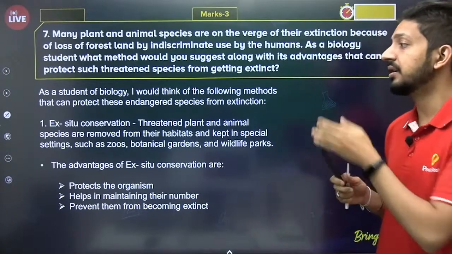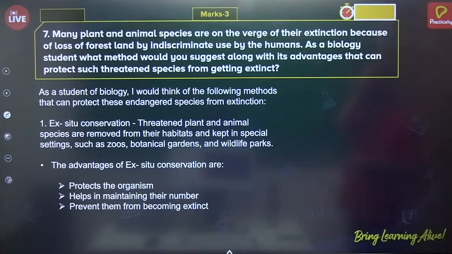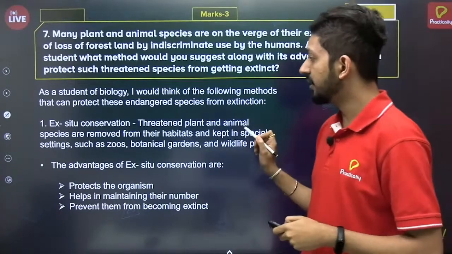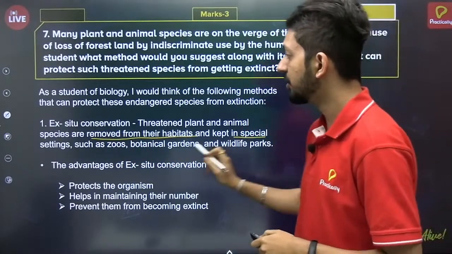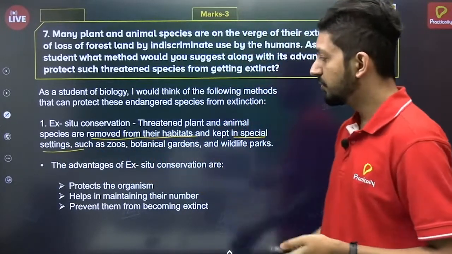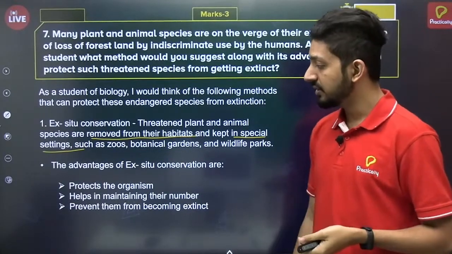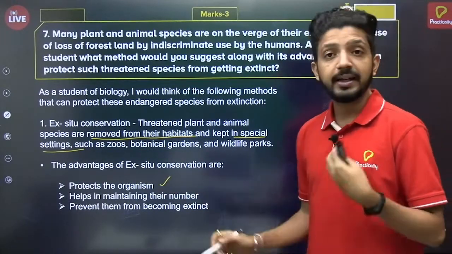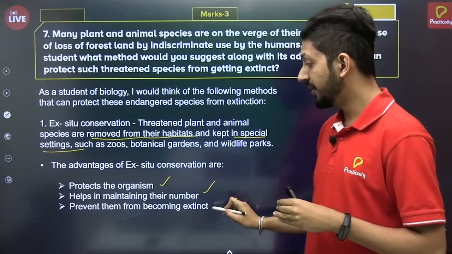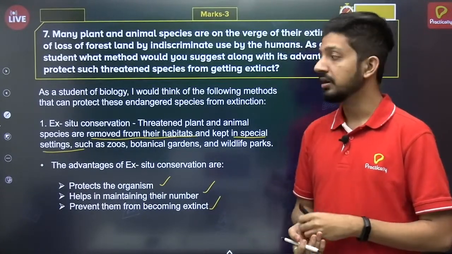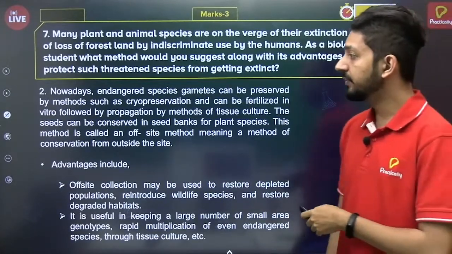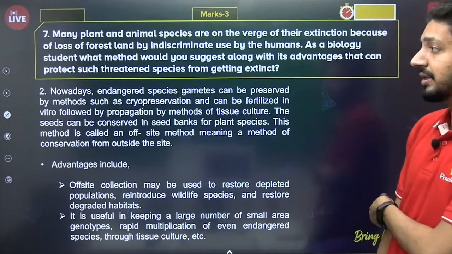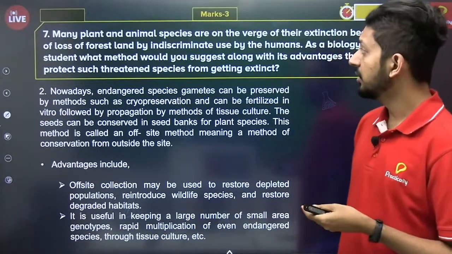We have first the ex situ conservation. That is, threatened plant and animal species are removed from their habitats and kept in special settings such as zoos, botanical gardens, etc. What are the advantages? It protects the organism, it helps in maintaining their number and prevents them from becoming extinct. So this is one important method by which you can protect them. Then another method by which it can be preserved is in situ as well.